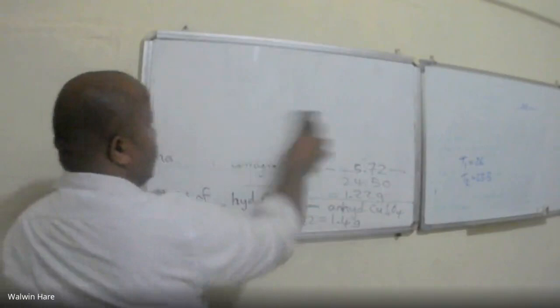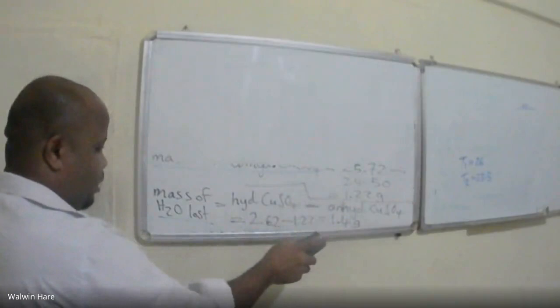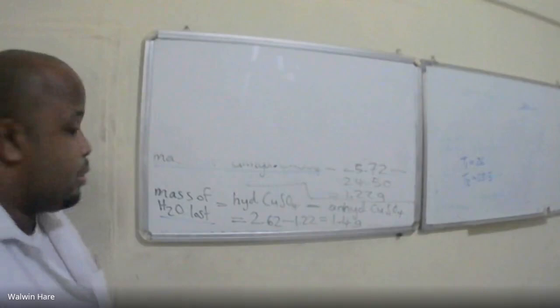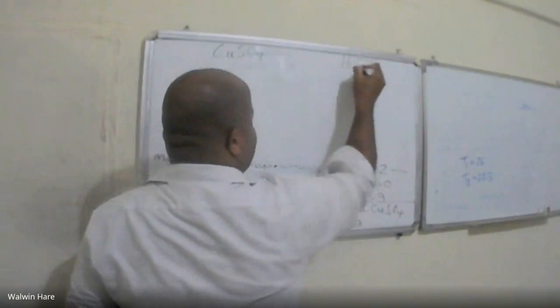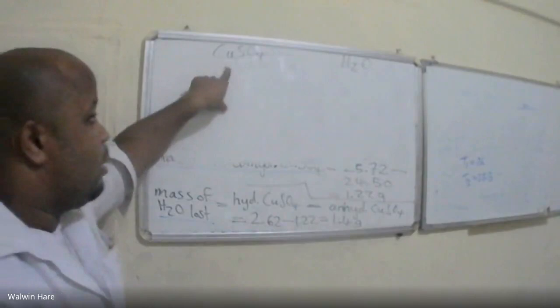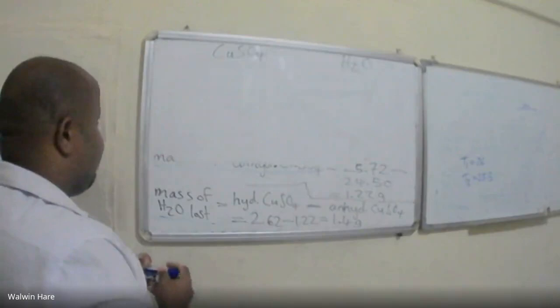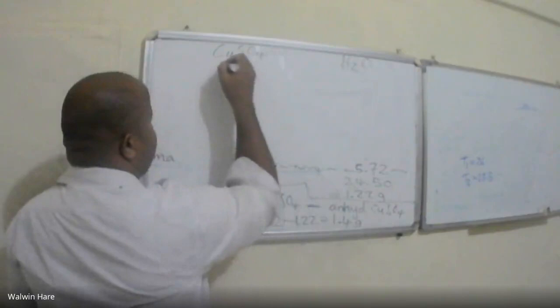All right, so once you get the mass of the anhydrous copper sulfate and water lost, I'm going to do this: CuSO4, and you put water over here. All right, you're going to calculate the mole of the anhydrous copper sulfate and the mole of water. So remember, mole is equal to mass over molar mass. So for the anhydrous copper sulfate, I think copper sulfate is 160.